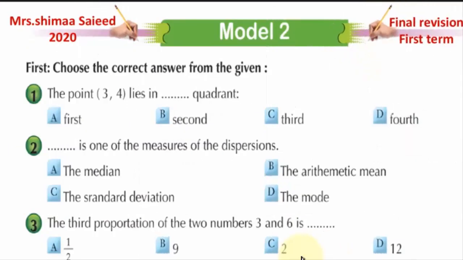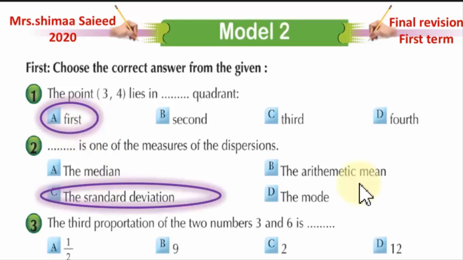Now with model 2. Choose the correct answer from the given. The point of ordered pair (3, 4) lies in the first, second, third, or fourth quadrant. First, because the first projection is positive and the second projection is positive. So it is in the first quadrant.